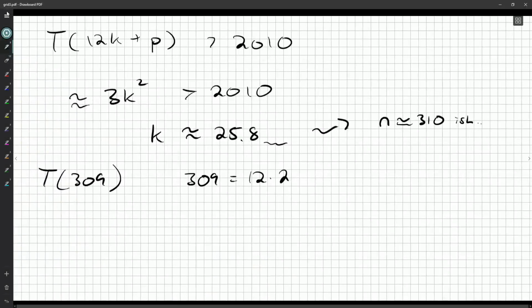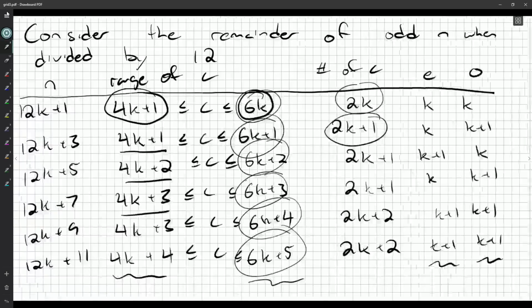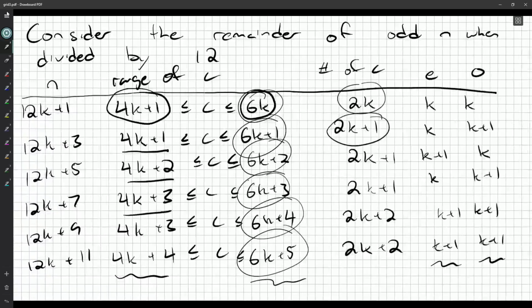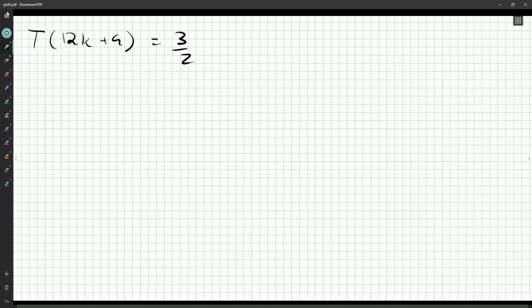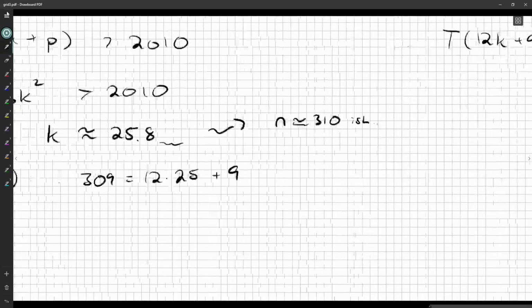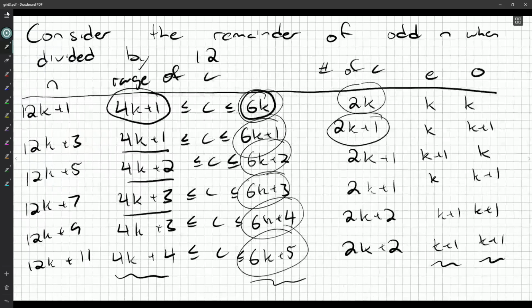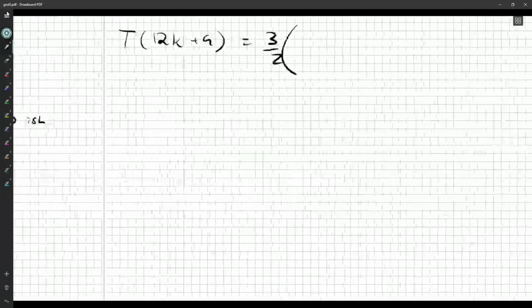12 times 25 plus 9. So we are in the 5th case there. 12k plus 9. So, okay. T of 12k plus 9. 3 halves. I'm going to have to keep bouncing back and forth. 6k plus 4 is our end point. 4k plus 3 is our start point.